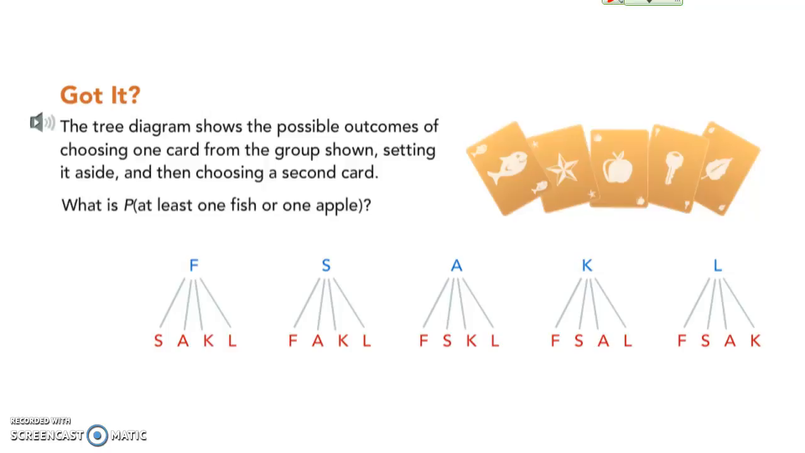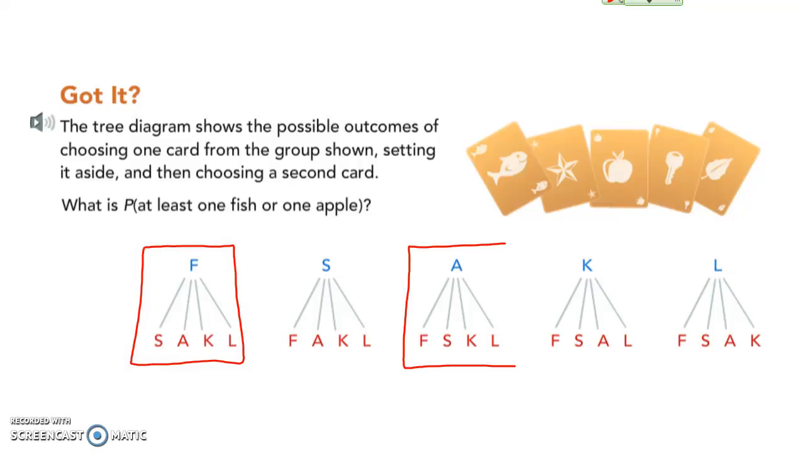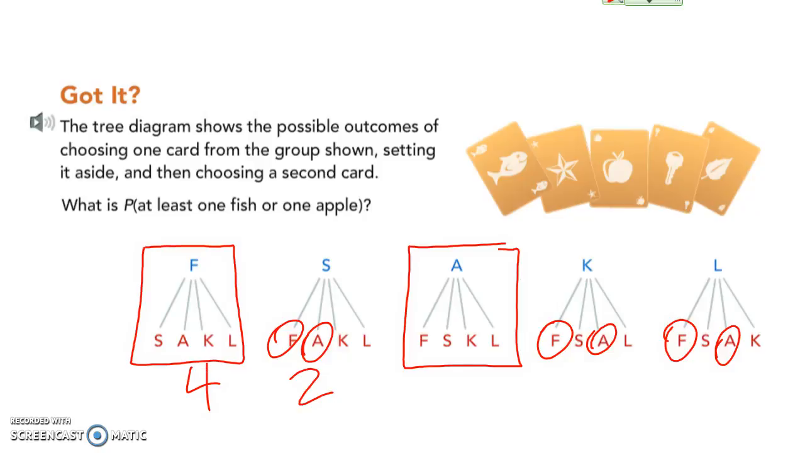So looking at the tree diagram, what is the probability of at least one fish or one apple? So we would have all four of these combinations because that starts with fish. We would have all four of these combinations because that starts with apple. Then we would have the fish and apple, fish and apple, fish and apple from down here. So that is 4, 2, 4, 2, 2. We'll just add them all up to see what the total number of combinations would be.